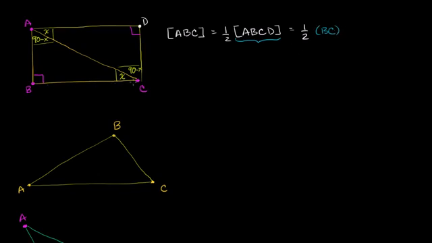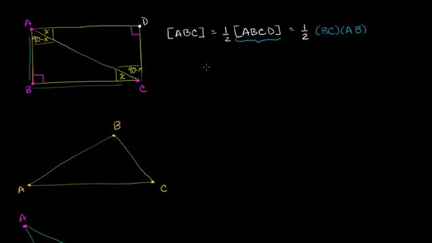So it's going to be this width, or this base right here, times the height of the rectangle. So times AD, times AB. So it's this base times this height gives us the area of the entire rectangle. And the area of our right triangle is half of that. So there we have it. It's 1/2 times this base times this height is the area of a right triangle.